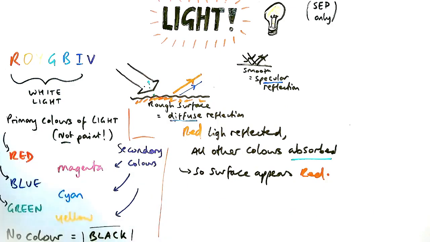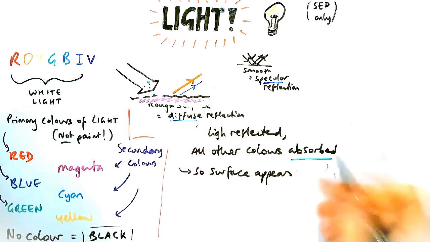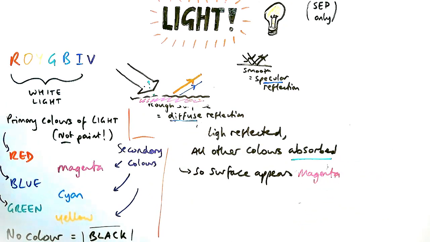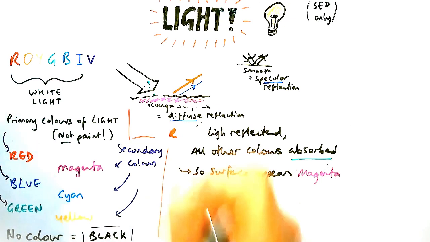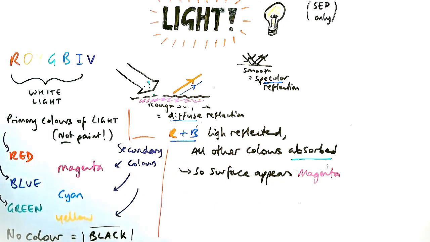Let's say it was red and blue that were reflected. Now red and blue together, we just looked at, makes magenta. So if it was red and blue, then it would be magenta that was detected by your eyes. And this time it would be all the green light had been absorbed.